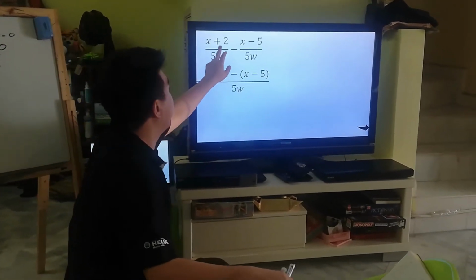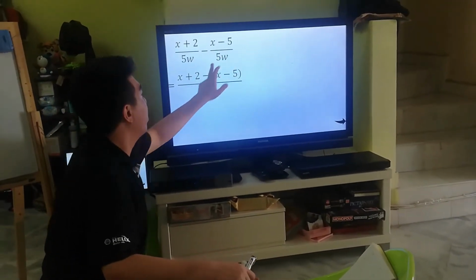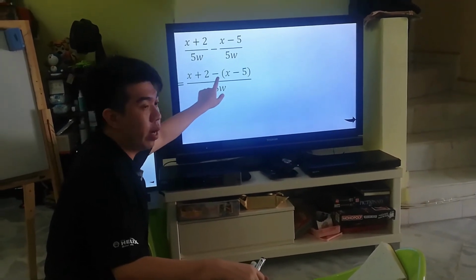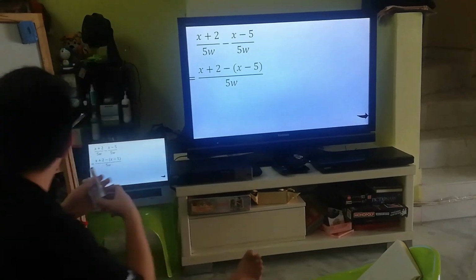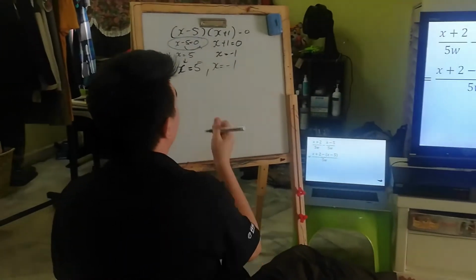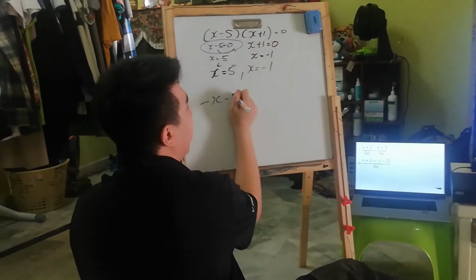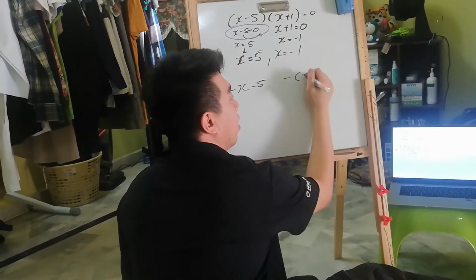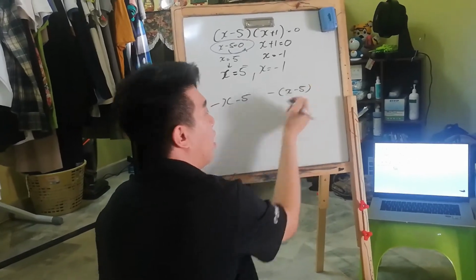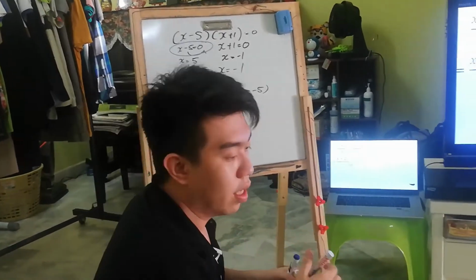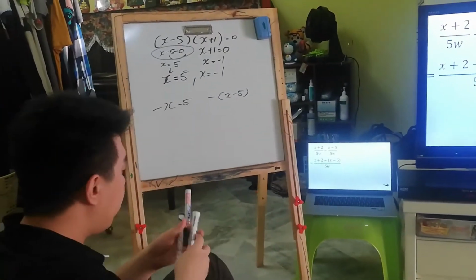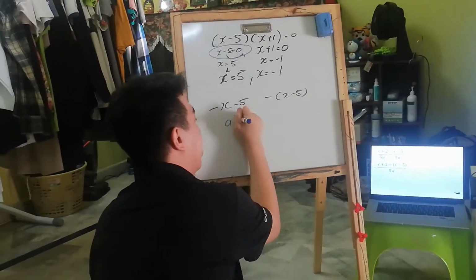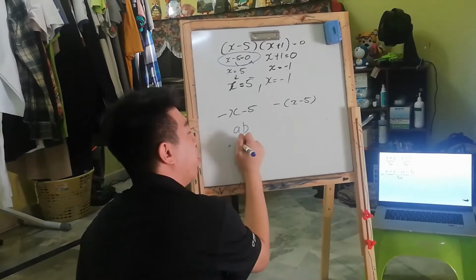So here now x plus 2 minus x minus 5. Why is it negative, minus bracket? Why is it not minus x? Why is it not minus x minus 5? Why is it minus bracket x minus 5? Anybody know? No. It's because when you see A and B, it's actually equal to A times B.